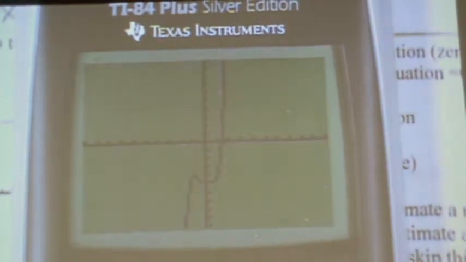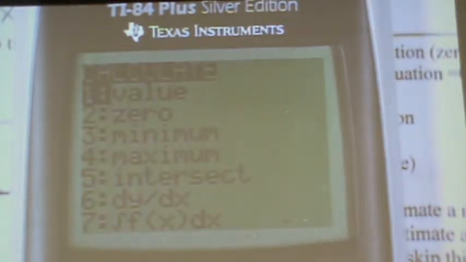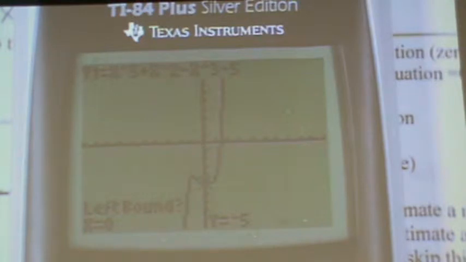Do you see this? Do you have the same picture that I have? Okay, now I see one solution. How do I get that intercept right there? It looks like it's between 1 and 2. You hit second calc and hit 0. Now give me a number to the left of that: 1. Give me a number to the right: 2. Hit enter. We don't want to guess. And there's your answer: 1.424.